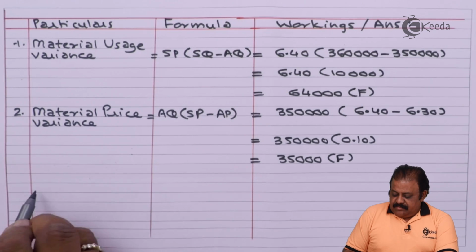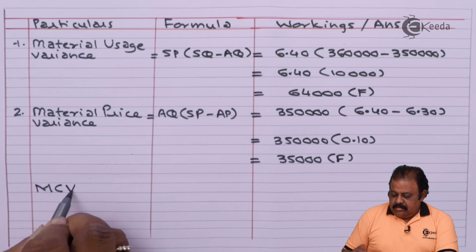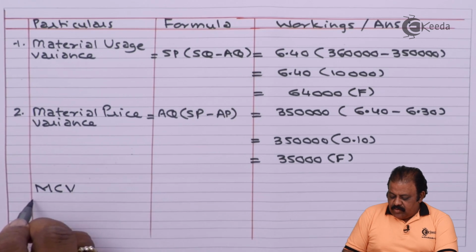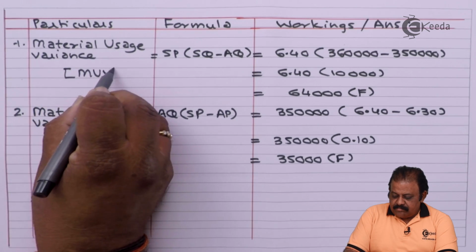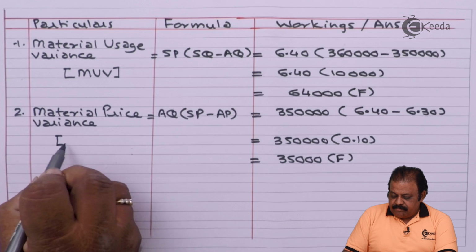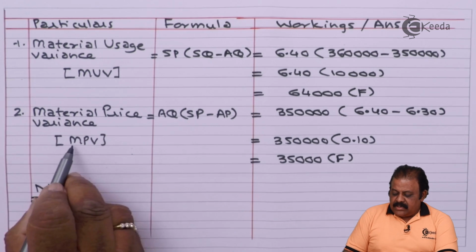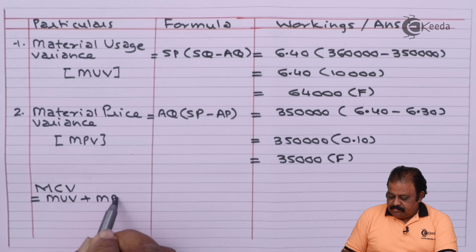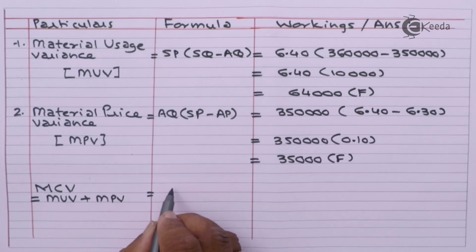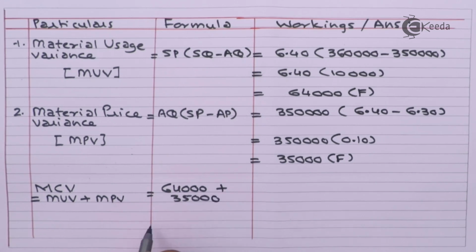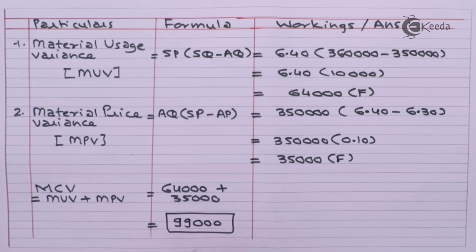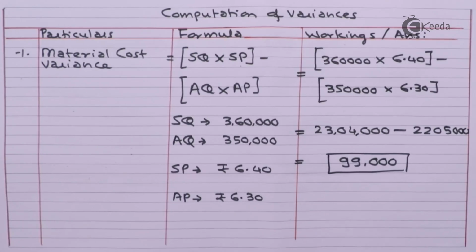We can verify: material cost variance is equal to material usage variance plus material price variance. 64,000 plus 35,000 is equal to 99,000. We have calculated material cost variance as 99,000.